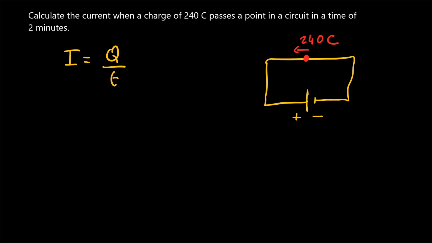So let's try another question. Calculate the current when a charge of 240 coulombs passes a point in a circuit in a time of 2 minutes. So again, we can use our current formula, which equals charge over time. And our charge is 240 coulombs, and we're measuring this over 120 seconds. And we get a value of 2 amps.